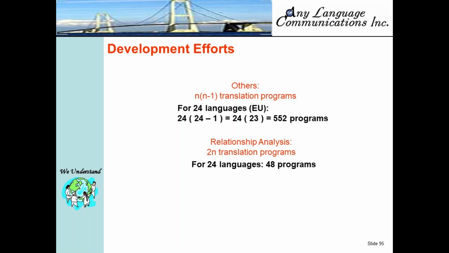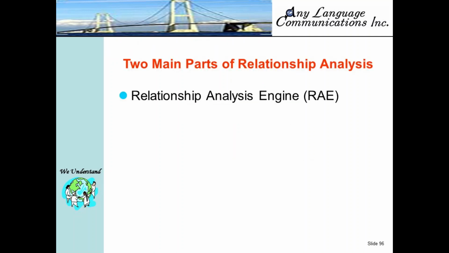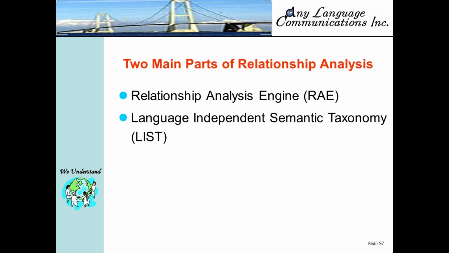For the European Union, you would only need 48 programs instead of 552 to translate everything for the languages in all the countries. There are 2 main parts to the relationship analysis process. The relationship analysis engine does the complex analyses to identify the most related meanings of all the words in a sentence. Ray uses a specially constructed database called the Language Independent Semantic Taxonomy. The list contains all the words and phrases in a special coded format.